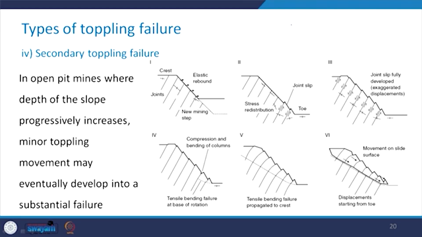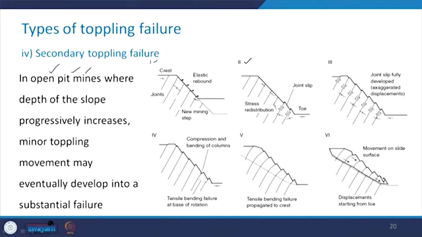So in case you have open pit mines where the depth of the slope increases progressively, minor toppling movement may eventually develop into a substantial failure. As we saw in the previous case, there was some failure at the crest of the pit, and that ultimately caused the occurrence of the tension crack in the mountain. Likewise, here in case of the open pit mines, you can see that different stages are given: 1, 2, 3, 4, 5 and 6. Go in this order.